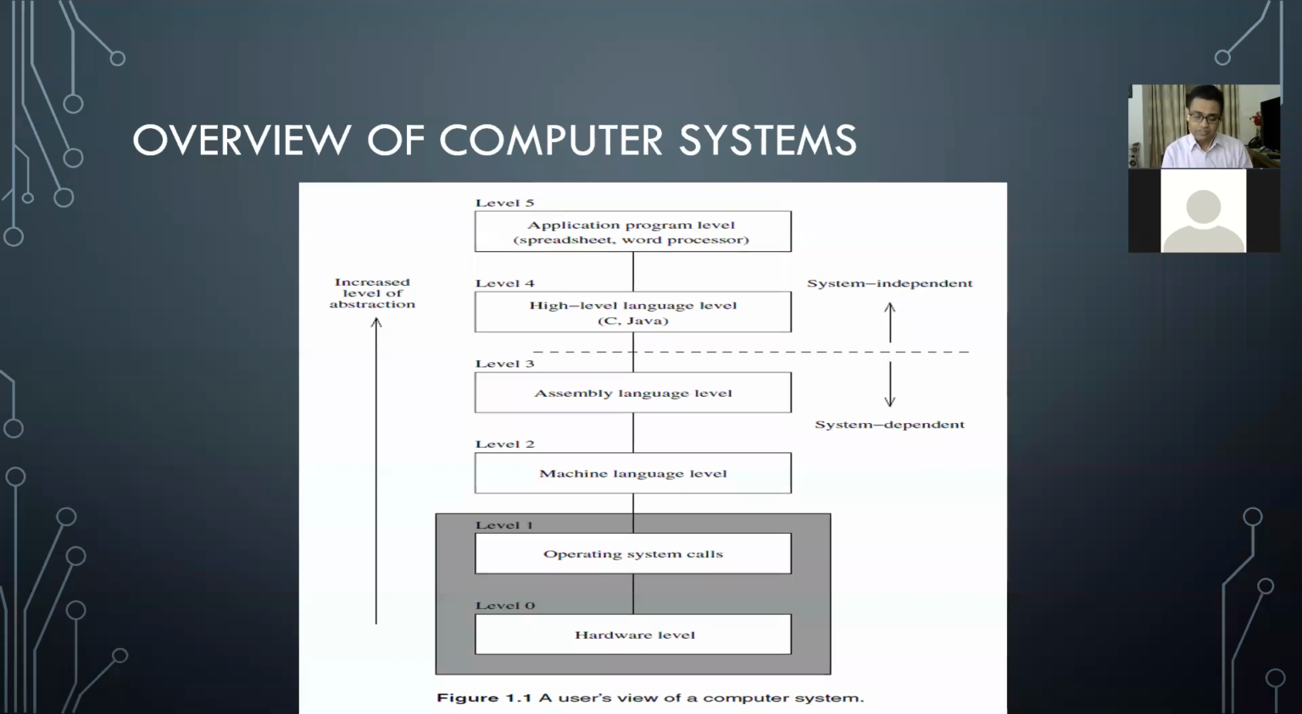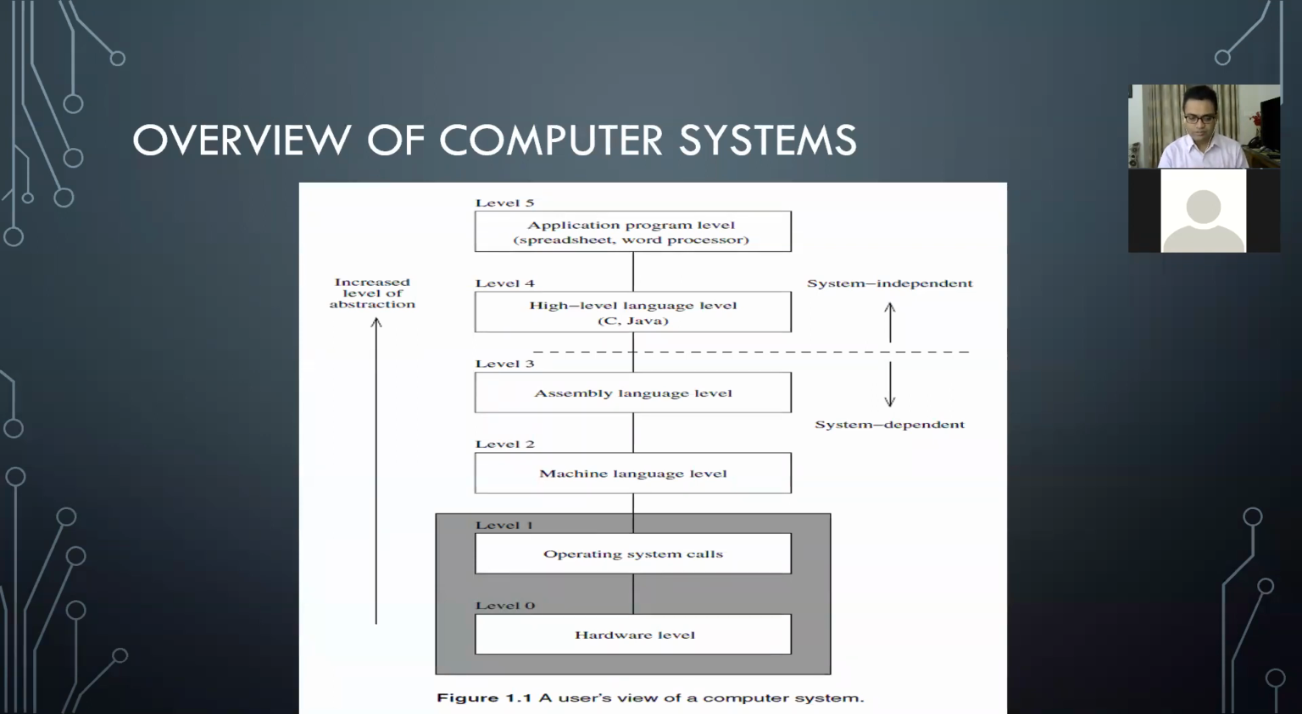Whenever you write your assembly language, you also need to consider your own system. My assembly code written for my system will not work on your system, because it's totally system dependent. The architecture of the processor, the RAM, the data bus or address bus might not be the same. So that's why assembly language is totally system dependent.